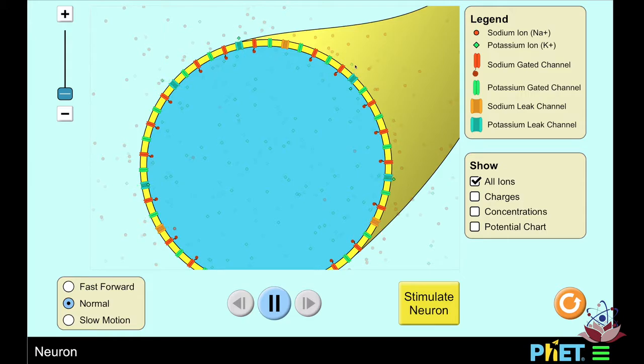These little green squares are potassium ions. And the red dots are sodium ions.